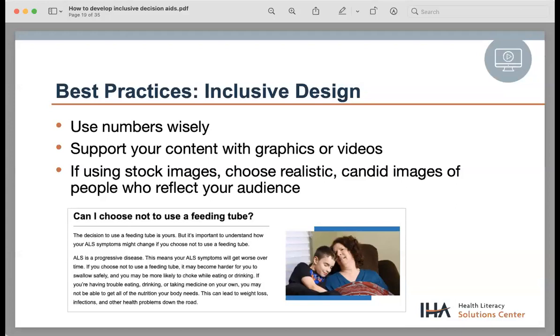But often we may not have images that are provided by the client or images that reflect our priority audience already. So if we're choosing stock images, make sure to choose realistic and candid images, and make sure that the people in the photos really reflect your audience and the people who are going to be using the decision aid. And next slide.